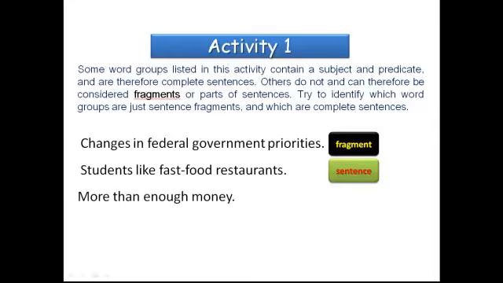Number 3. More than enough money. Okay, does this sentence have a subject and a predicate? And if it has a subject, what is the subject? And if it has a predicate, does the predicate contain a verb? What do you think? Here's the answer. Yes, this is just a sentence fragment. It is not a complete sentence. One more example.